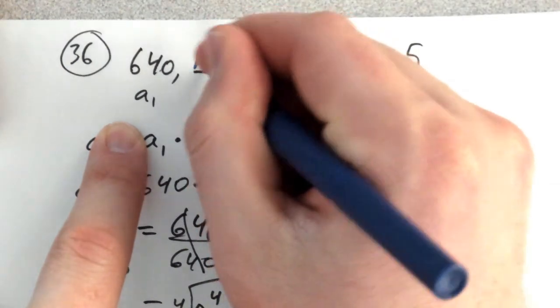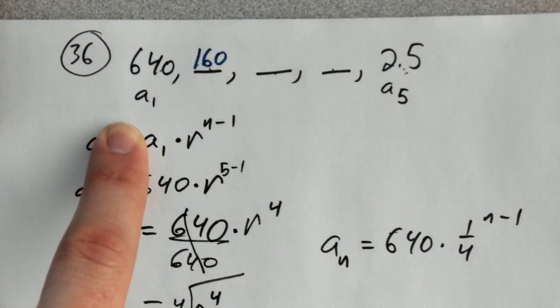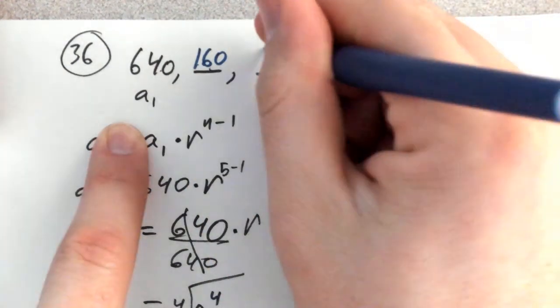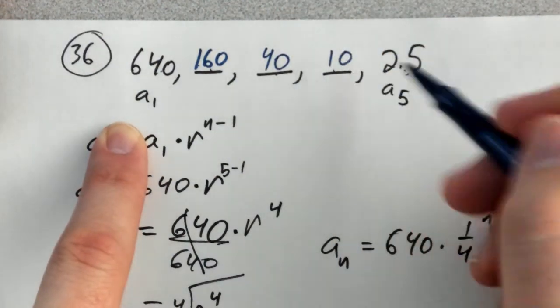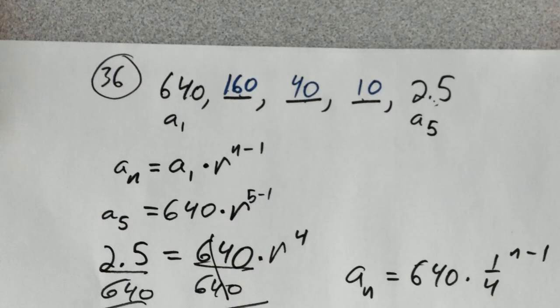160, and then 160 times a fourth is 40. 40 times a fourth is 10, and then a fourth of 10 is 2.5, so it works out. Okay.